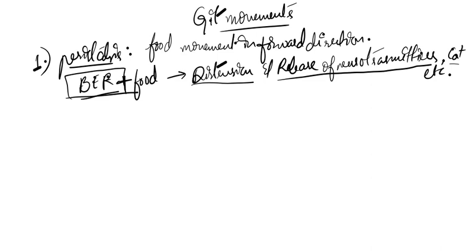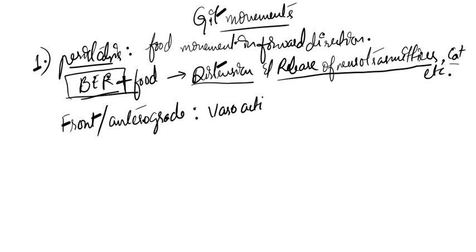which leads to front or anterograde movement, as well as retro or back movement. So what is meant by front or anterograde movement? This front or anterograde movement is maintained by vasoactive intestinal peptide, or you can call it VIP for short, as well as nitric oxide.